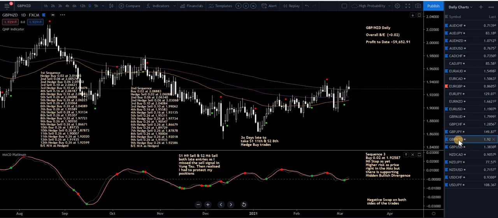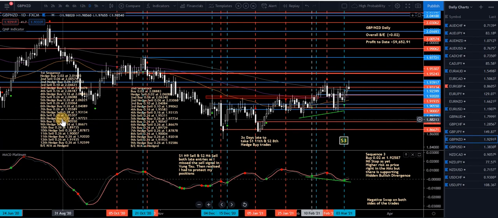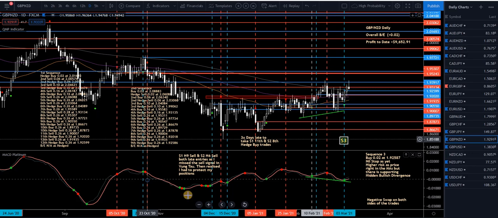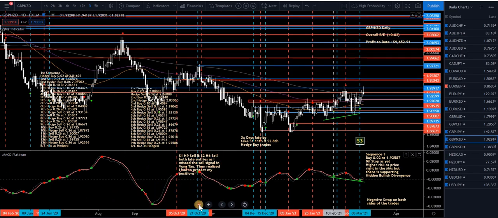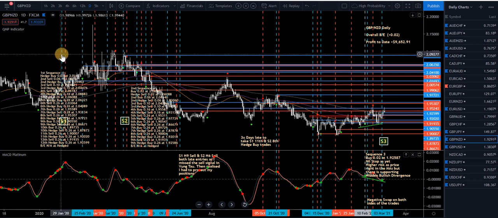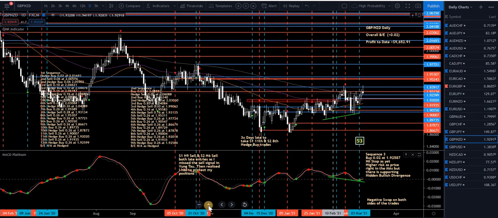Pound New Zealand. Now, this is one of my problem pairs. You can see I've got a lot of trades on here. Sequence 1, Sequence 2, and Sequence 3 is buy. So if you're not into the hedging, ignore these Sequence 1 and Sequence 2. They're from a long time ago. So go back in time, all the way back here, which is over a year ago. So a long time trading, but in the meantime, it's not the end of the world.